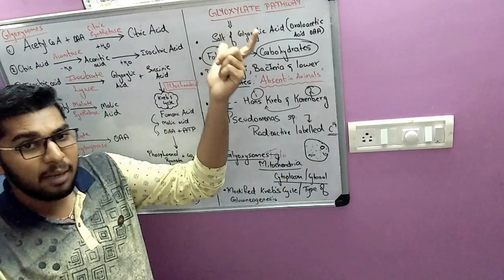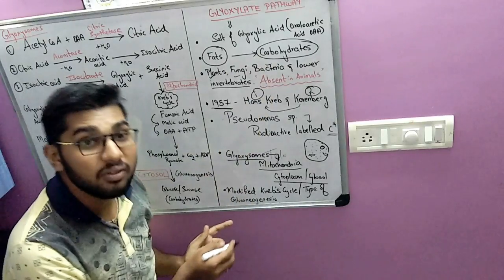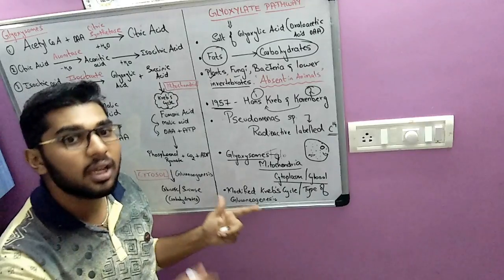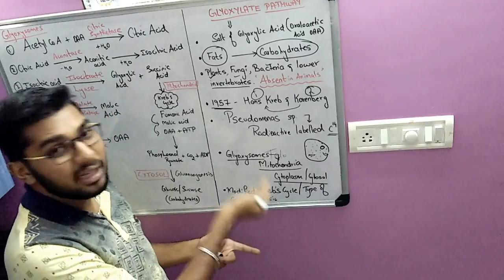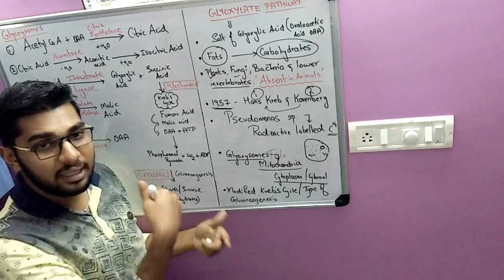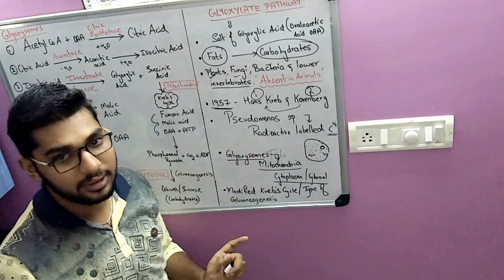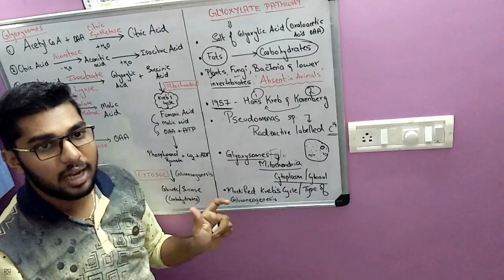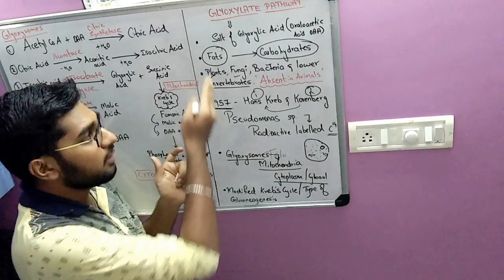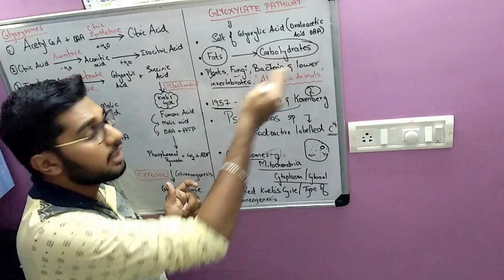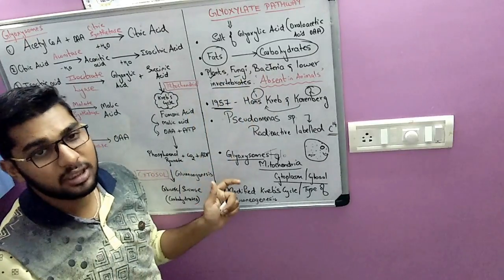This glyoxylate pathway is also called the modified Krebs cycle, or it is also a type of gluconeogenesis. Why it is called the modified Krebs cycle, we will understand when we deal with the cyclic reactions occurring. So that's the introduction to the glyoxylate pathway, where it mainly deals with the conversion of fats into carbohydrates. It is found in plants, fungi, bacteria and lower invertebrates. It is completely absent in animals.